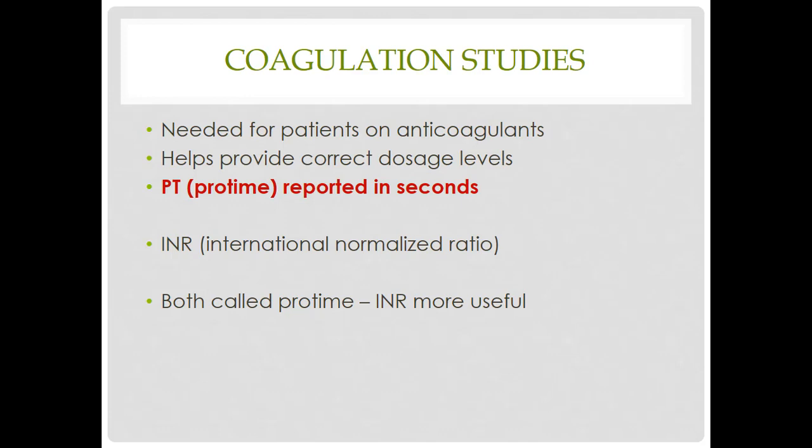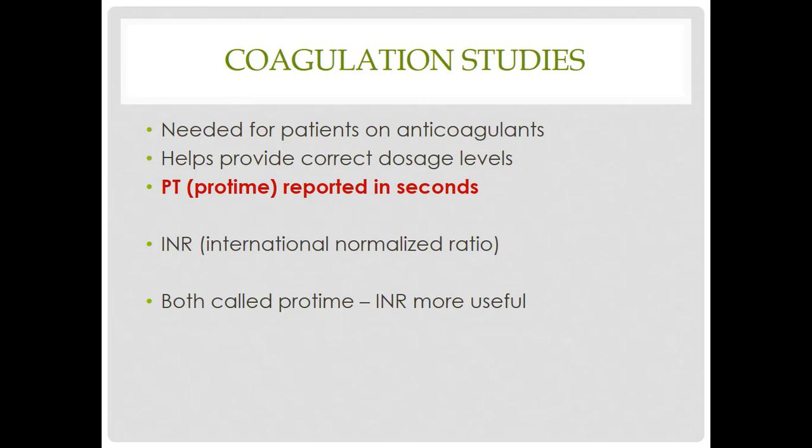Coagulation studies is another thing that we do, especially if we're planning a surgery for a patient and they're on anticoagulants, or even if they're not on anticoagulants, we want to check their clotting times. But it is definitely needed for patients who are already taking anticoagulants. They could be taking anticoagulants for all sorts of reasons. It helps provide a correct dosage level for anticoagulants to make sure we're not giving them too much. The PT, which is the pro time, is reported in seconds. I want you to remember the average PT in the book, on that table, 48.4, and it is reported in seconds.